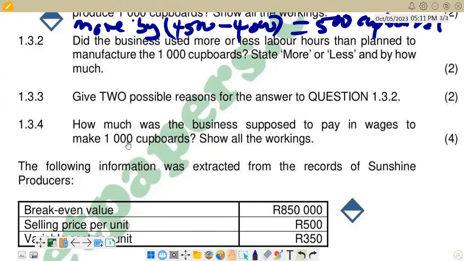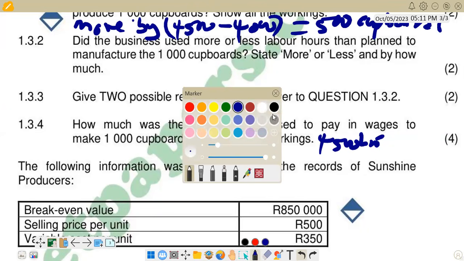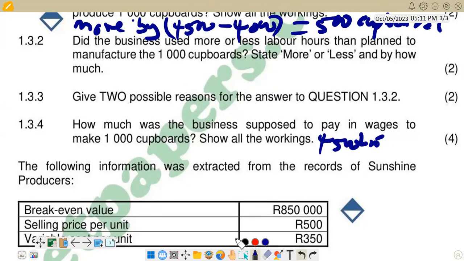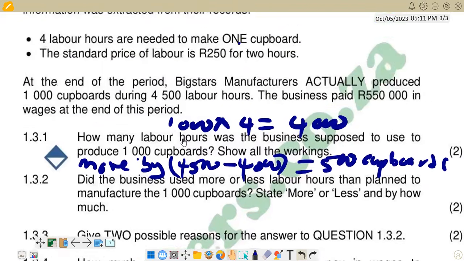1.3.4 is saying how much was the business supposed to pay in wages to make 1,000 cupboards? So how much was it supposed to pay in wages? We need to know, we already know that they spent 4,500 hours. So we need to know how much is 1 hour. We need to know how much is 1 hour, and we can only find that at the beginning of the question. That's where they stated it.